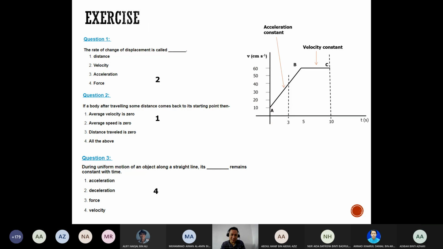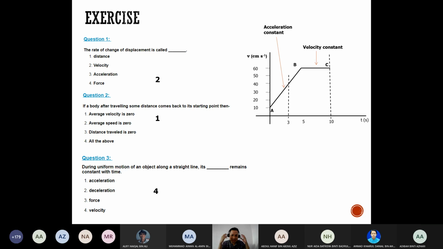Okay, I have simple questions. I'm not sure they are simple. Did you have time to try them? I think they are simple, so let's do them together. Number 1: the rate of change of displacement. Simple, what is it? Velocity. Yeah, good, thank you. And number 2: if the body, after traveling some distance, comes back to its starting point, so it goes and turns back. So it is about average speed or average velocity, because it is about the distance coming back. The average velocity is 0. Option A, number 1. Yes, thank you.